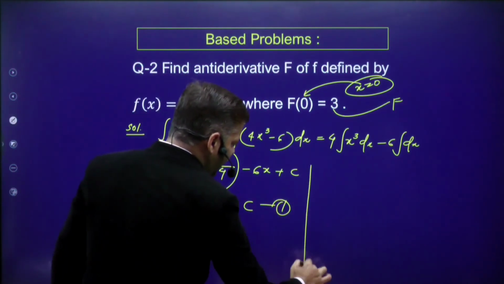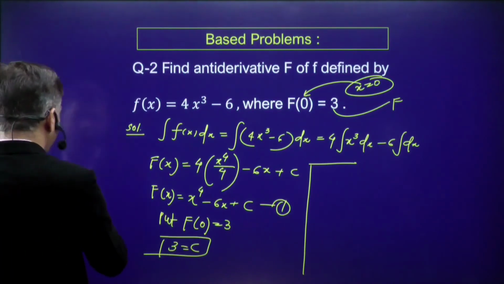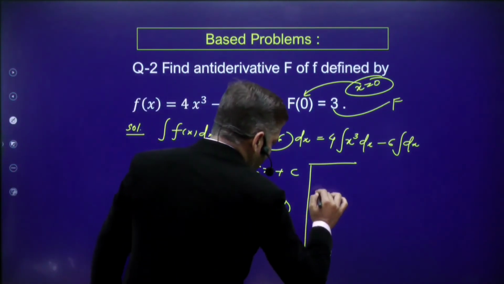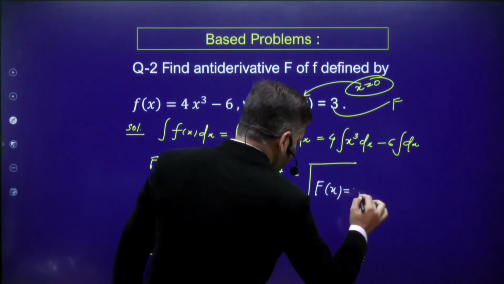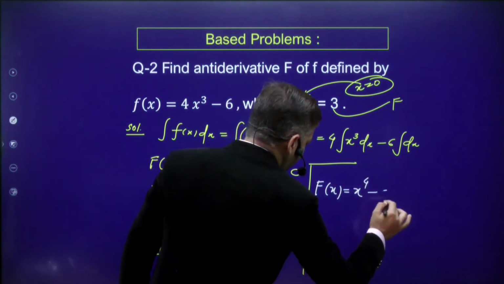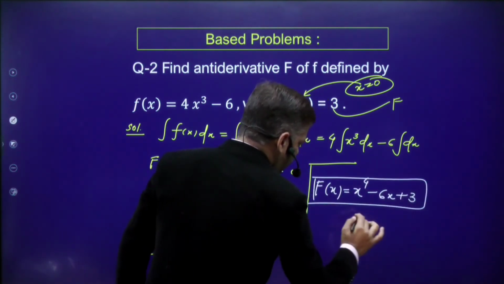So we put the value of c, and then we find the final answer, that is F(x) will be equal to x raised to the power 4 minus 6x plus 3. This is your final answer.